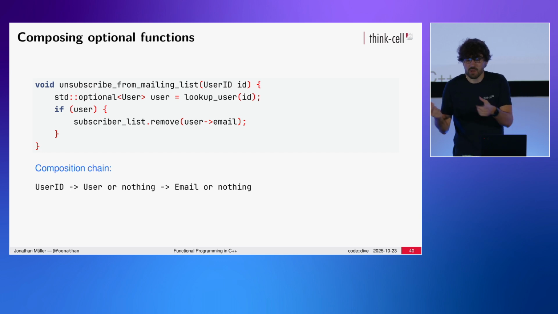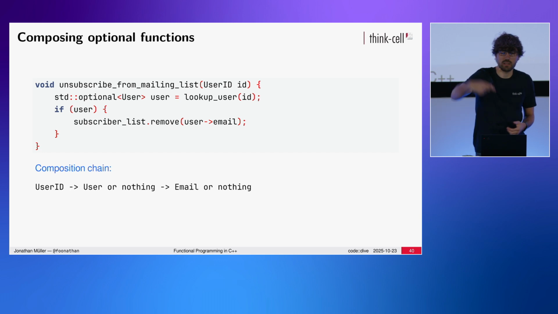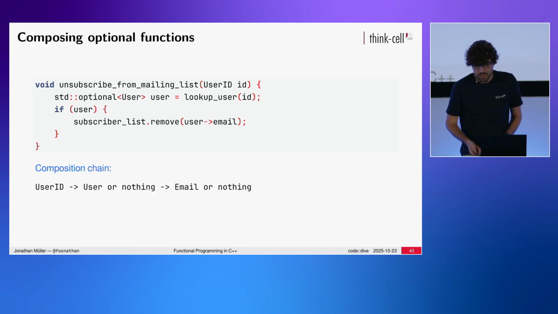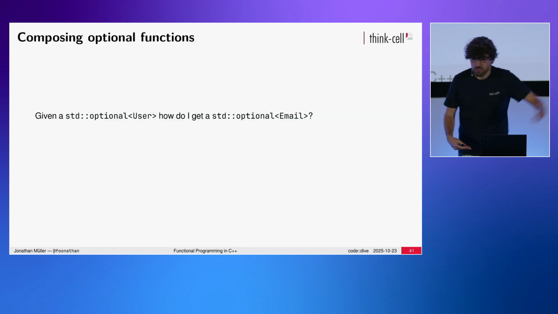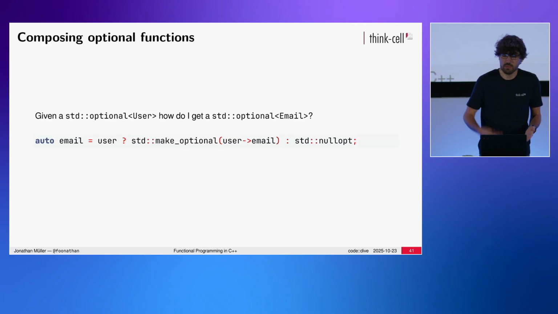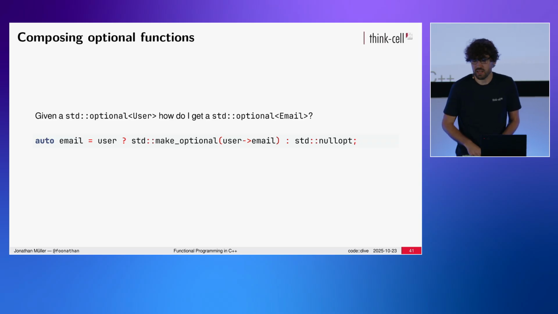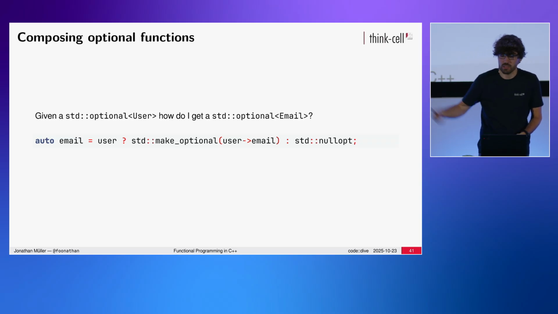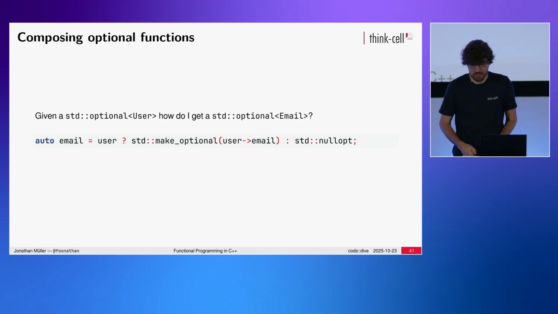And let's try and write this composition more directly in the code. So given a std optional user, which we get from lookup user, how do we get the optional email? Well, kind of like this. If you have a user, we get the email, wrap that in an optional again. Otherwise, we don't have an email, so we return std nullopt. And now we've got our optional email.